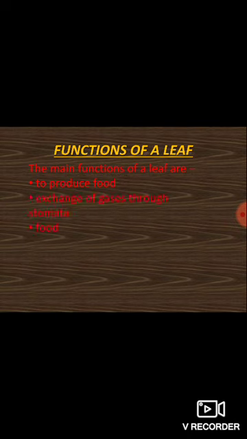Now, functions of a leaf. The main functions of a leaf are to produce food, exchange of gases through stomata, food storage, transpiration or evaporation of water, reproduction or vegetative propagation.